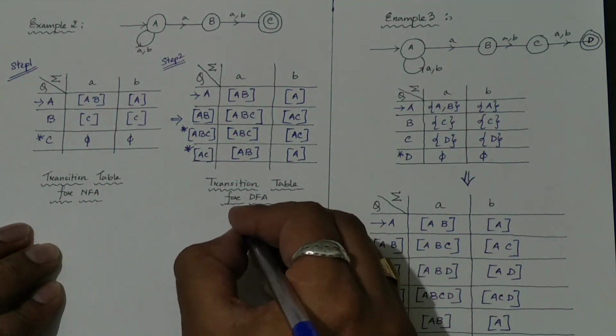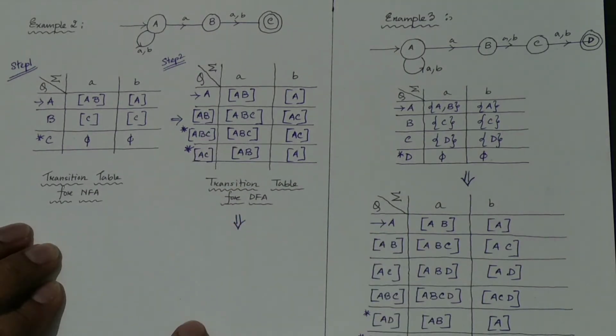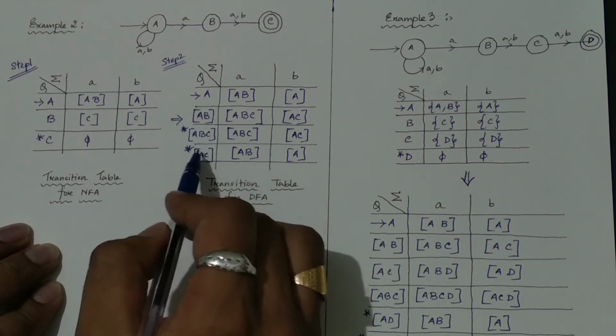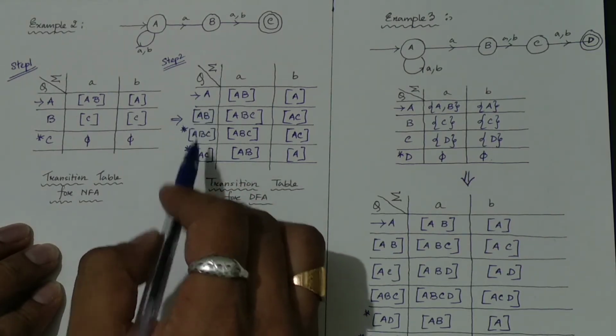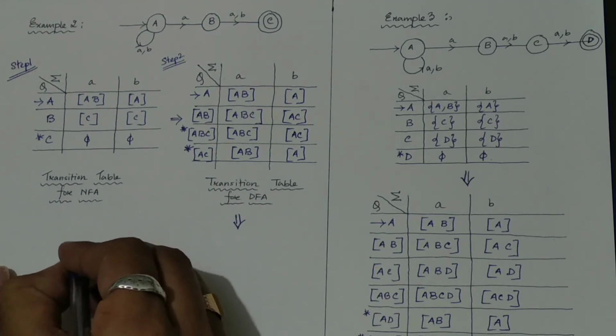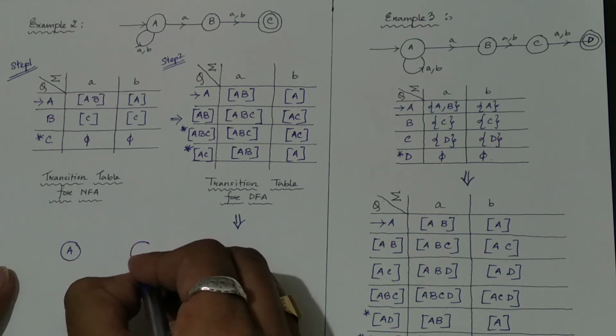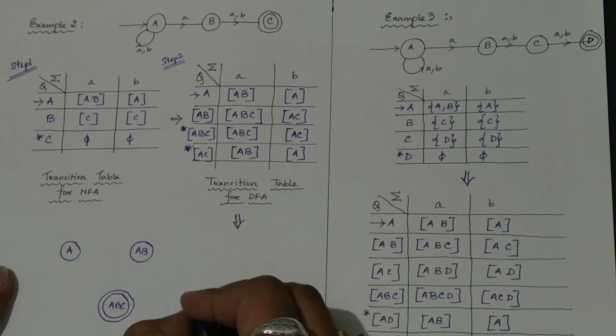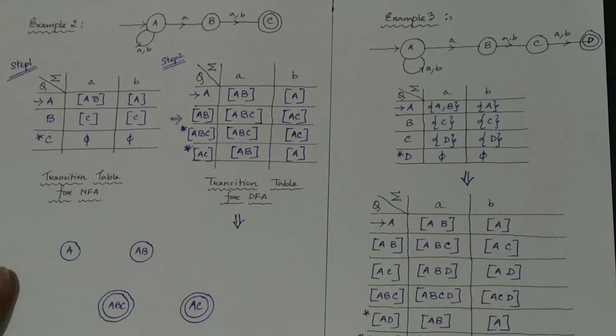Now I have to convert this transition table into the diagram. So how to draw? Whatever states are here, I have the initial state, and I also have final states. Whatever states you find, you just draw as they are. So I will first write down A. Then I will take AB. Then I will take ABC, and as it is a final state, I am drawing it as a final state, and one more state will be there, that is AC. AC is also a final state, so I am marking it as final. So I have drawn all the states.